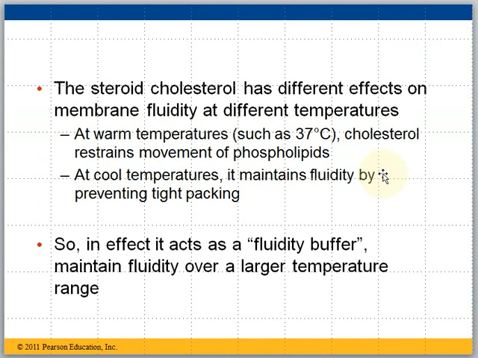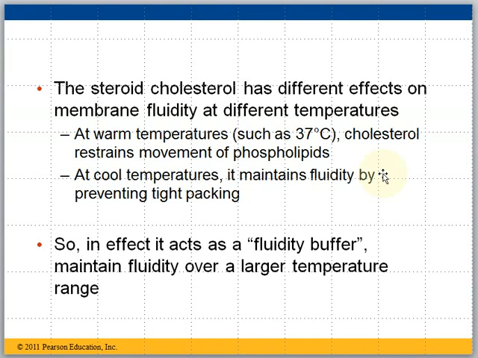Cells have a couple of materials that they use to help determine whether or not the cell membrane is in a liquid state, and to help keep it in a liquid state so that the cell can do its job. One of those is the steroid that we've discussed already called cholesterol. Cholesterol has an effect on the membrane fluidity at different temperatures. When the temperature is warm, such as human body temperature, which is about 37 degrees Celsius, or about 98.6 degrees Fahrenheit, the cholesterol actually helps keep the membrane a little bit more solid.